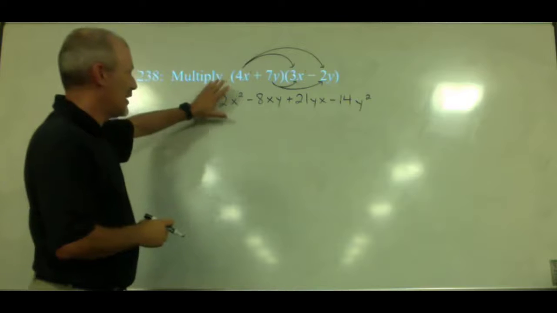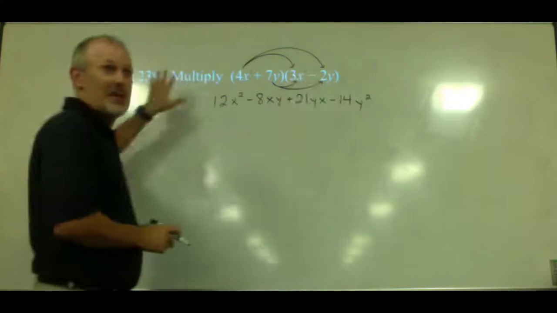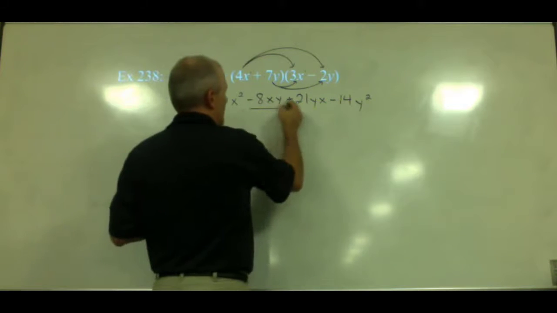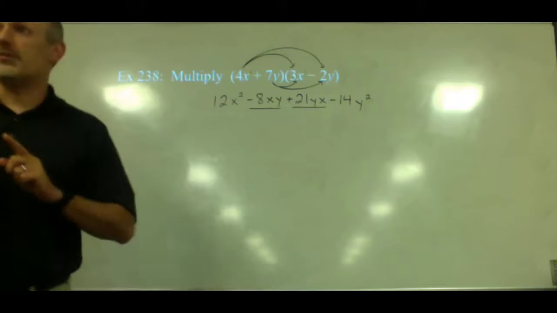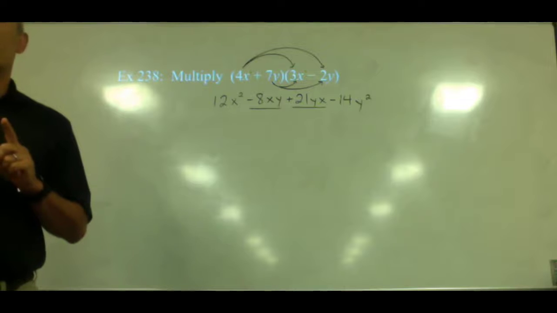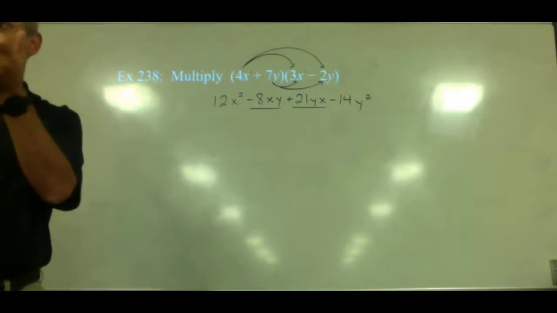Obviously this one's x squared, there's nothing that matches up with this. And obviously this one is y squared, there's nothing that matches up with that. But in the middle, right here, I'm going to tell you that these are like terms. Why? Because they're both an x and a y. They both have x and y, and remember, when you're multiplying in that term, the order doesn't matter.